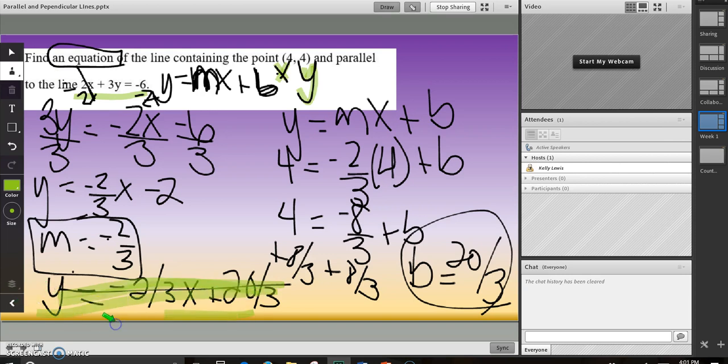I didn't mean to draw a line through it. Let's do another one just like it. That one had a crazy y-intercept.